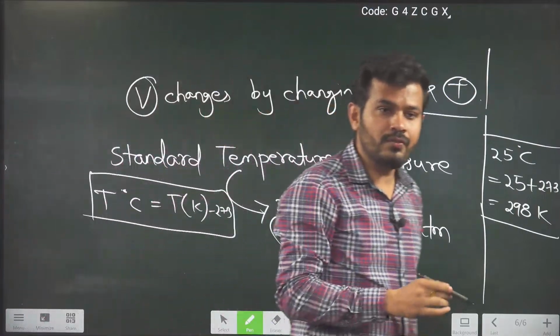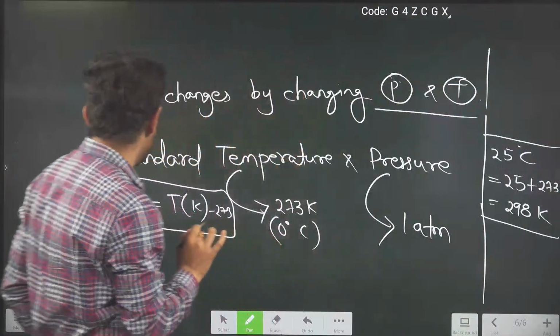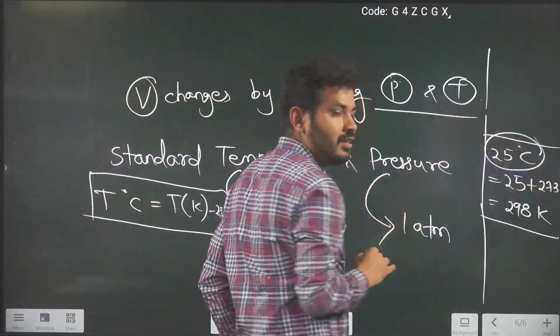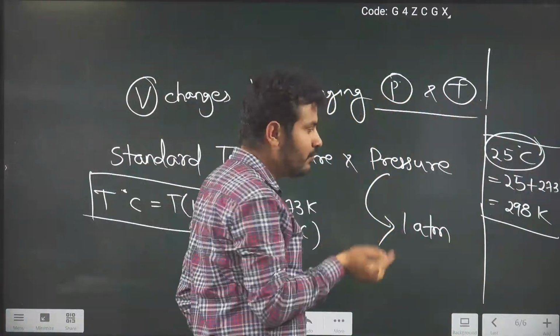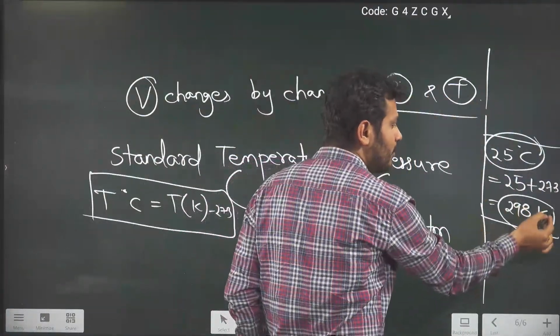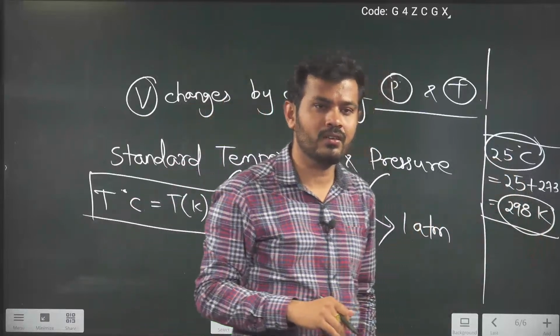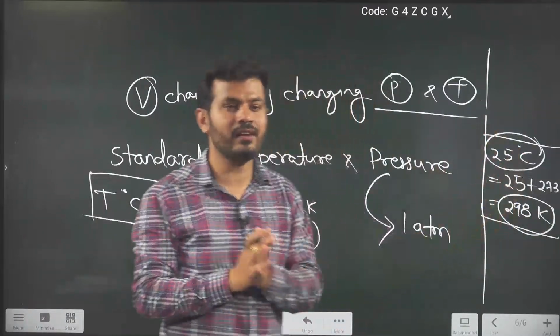Sir, when should we subtract and when should we add, sir? Kanishka, very simple point. What I am saying is, Celsius temperature is there. To convert it into Kelvin, you simply add 273. But if the reverse is there, Kelvin temperature is there and you want in Celsius, then you do subtraction, right? If Celsius is there, just add 273, you will get in Kelvin.